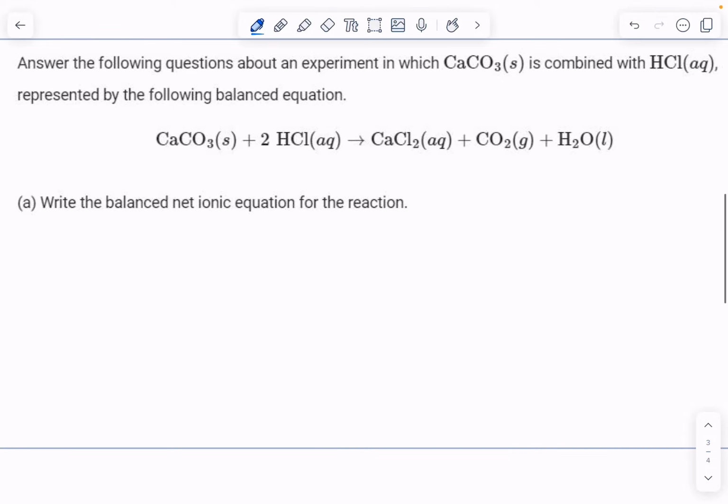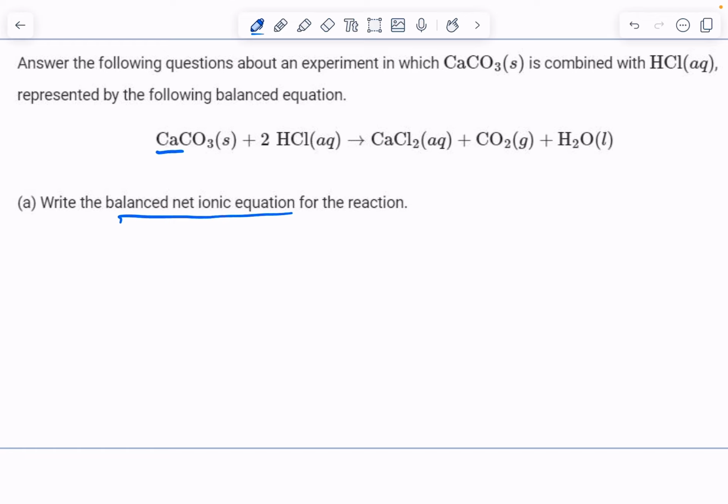Okay, looking at another one, we have another reaction. We have calcium carbonate plus hydrochloric acid to form some products, including calcium chloride, carbon dioxide, and water. And once again, we want the net ionic equation. To save time, we're going to do the exact same thing I just did. I'm going to be searching for the things that will be the same on each side.